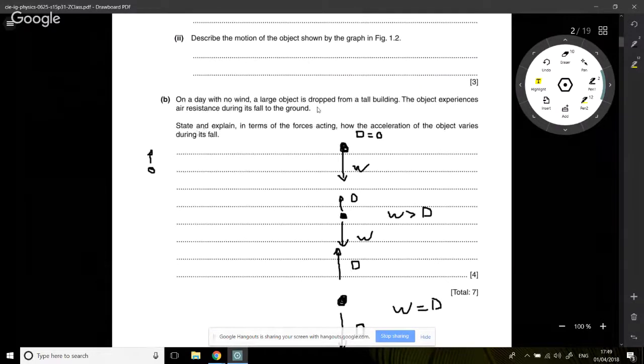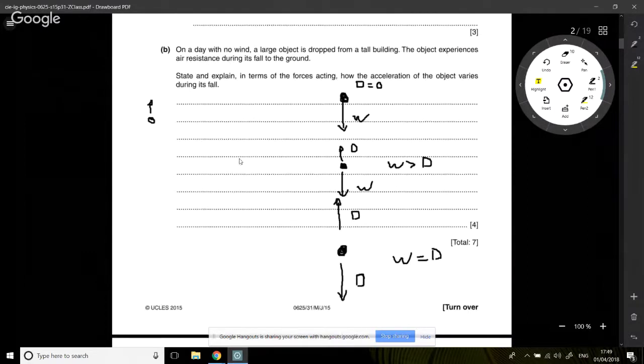And then we're talking about an object falling off a tall building, and it says state and explain, in terms of forces acting, how the acceleration of the object varies during the fall. So I've just drawn a quick little diagram, and basically just before the object is released, you only have the weight acting down, and the object is not moving. So the air resistance is zero, with the air resistance proportional to the velocity.